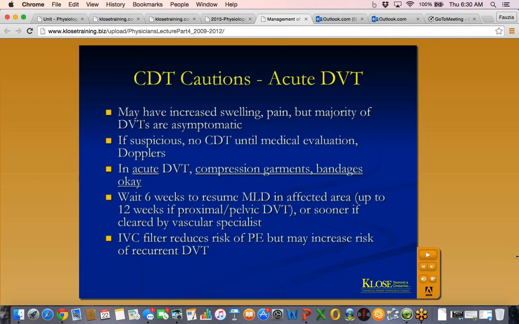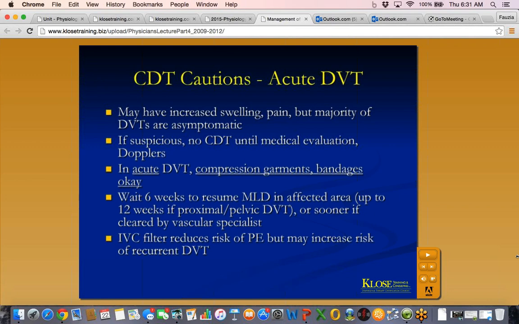Another one is acute DVT. If a patient is reporting swelling and pain, but oftentimes DVTs are asymptomatic. So if you're suspicious of a DVT, you would send that patient back to the doctor to get a Doppler ultrasound done. In an acute DVT, we can still do compression garments and bandaging, but it's the MLD that we need to wait for about 6 weeks after they've started some sort of treatment, if that's a distal DVT. If it's a proximal DVT, like a pelvic DVT, then we're going to wait about 12 weeks, as long as they're cleared by their vascular specialist.